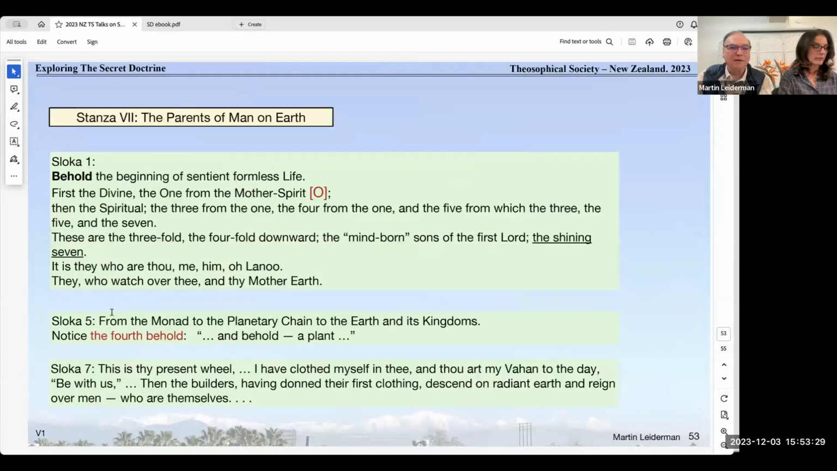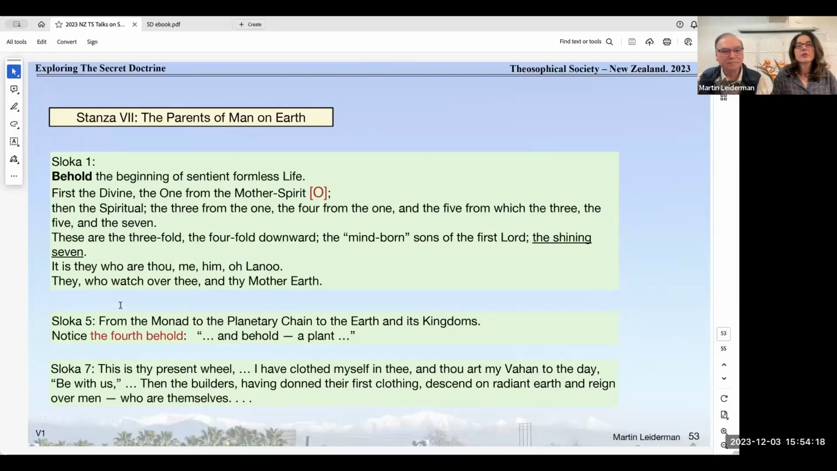Then again, in stanza 7, she recapitulates the cosmogenesis, and she says, "Behold, the beginning of sentient, formless life. First, the divine, the one from the mother spirit. Then the spiritual, the 3 from the 1, the 4 from the 1, and the 5, from which the 3, the 5, and the 7." Did you see the 1, 4, 1, 5, that's the 3, 14, 15. She's repeating all this, right? So we're into emanation now. Yes. And that's very numerical. Right. And then keep going, please.